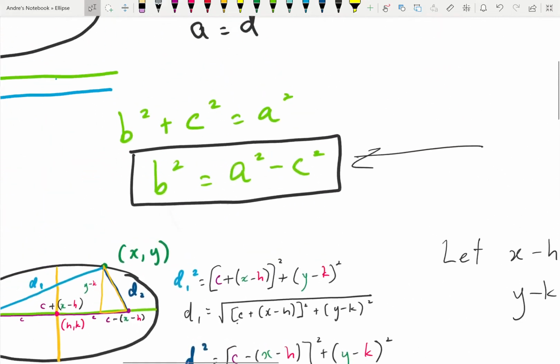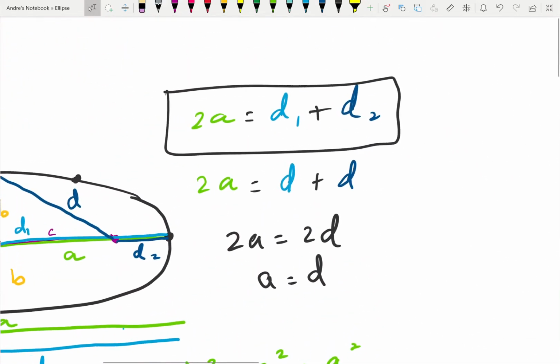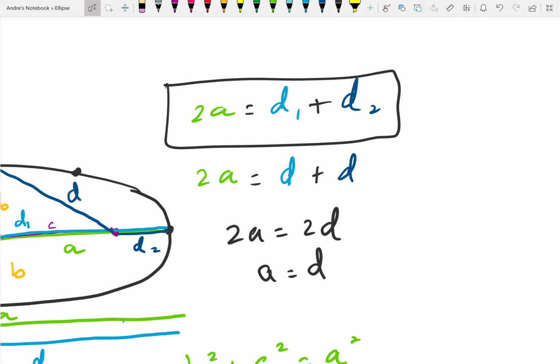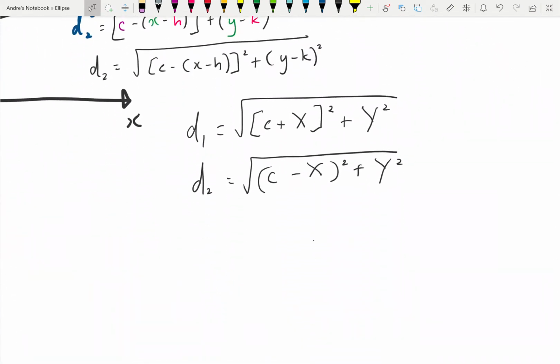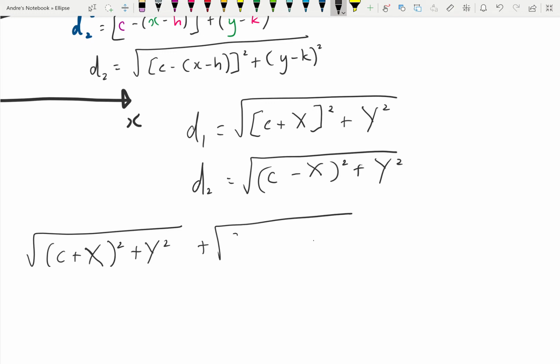Recall the first relationship that we established was d1 plus d2 equal to 2a. We're going to now use our expressions for d1 and d2 to say that the root of (c plus x) squared plus y squared plus the root of (c minus x) squared plus y squared is equal to 2a.